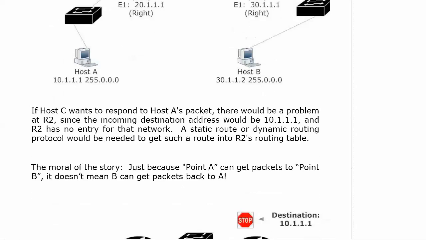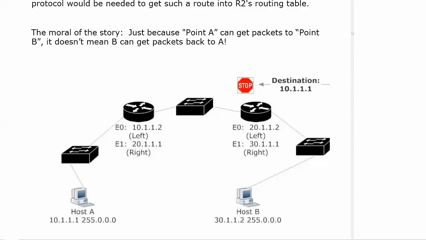And why? Because the incoming packet coming back from B, if we're going from B to A, the destination IP address is going to be 10.1.1.1. Well, this time, when this router, router 2, gets that packet, it would look in its own routing table and say, I don't have any idea where the 10.1.1.1 network or the 10.0.0.0 network is. Again, we'd have to write another static route on this router pointing the other way, or we would have to get a dynamic routing protocol up and running on both of these routers so they could exchange routes.